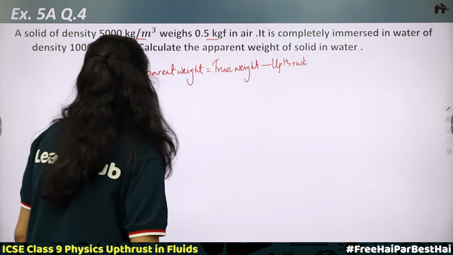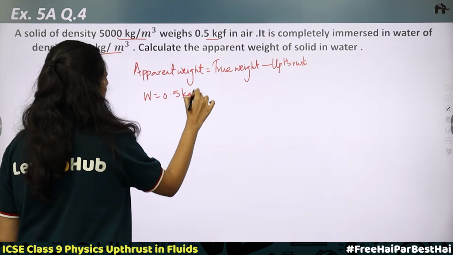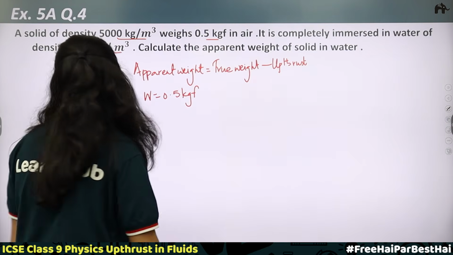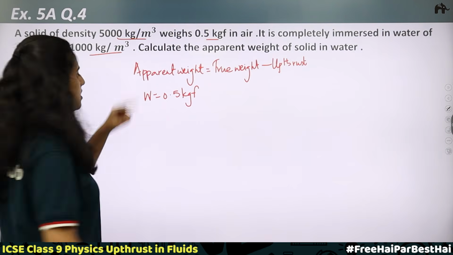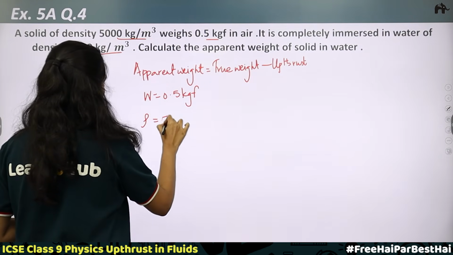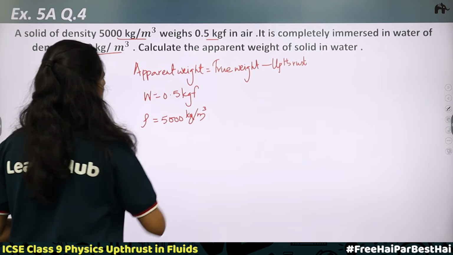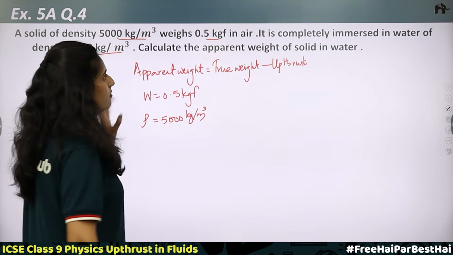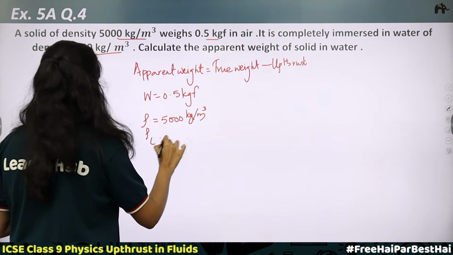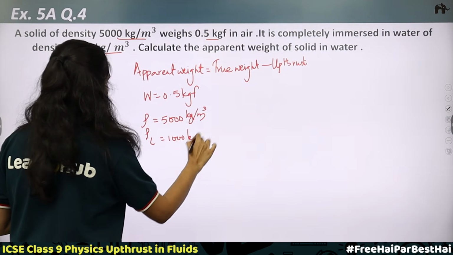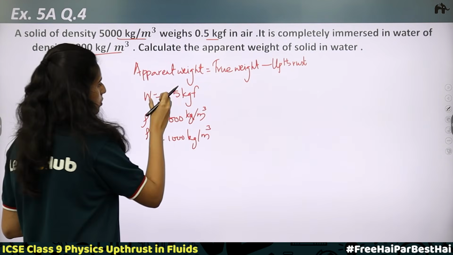Okay, do we know the true weight? True weight is given, W is equal to 0.5 kgf. Do we know the upthrust? Here the density of the solid is given, rho is equal to 5000 kilogram per meter cube. Then what else is given? It is completely immersed in water. Density of the liquid is given to be equal to 1000 kilogram per meter cube. Calculate the apparent weight. Now we have to find the upthrust.